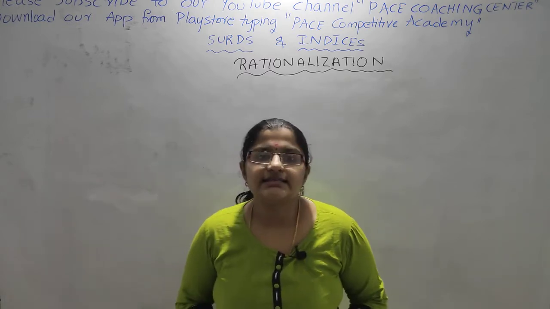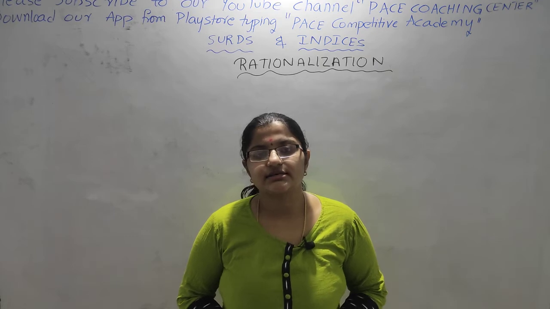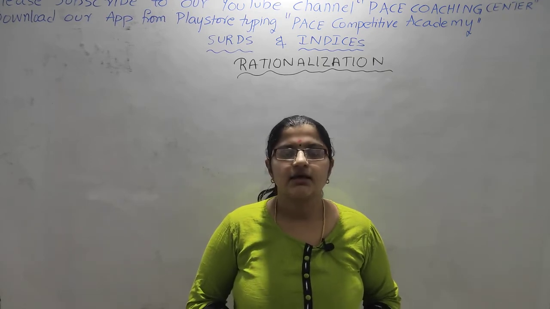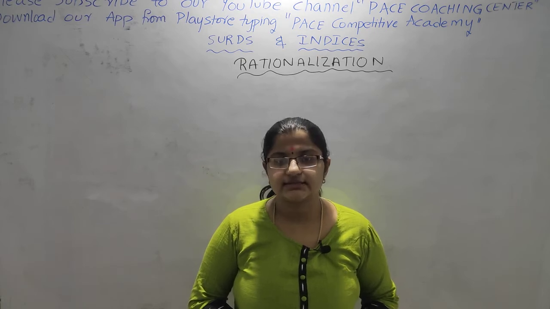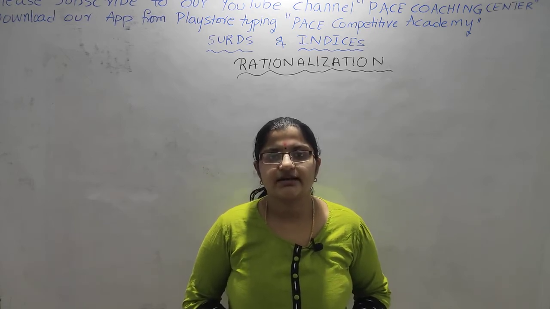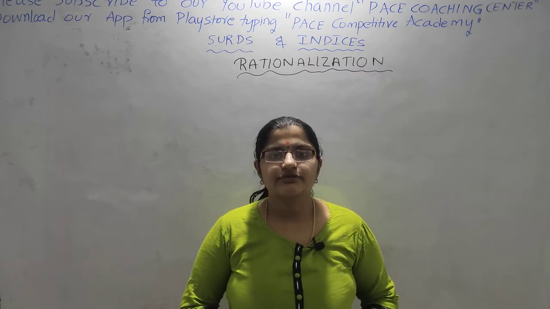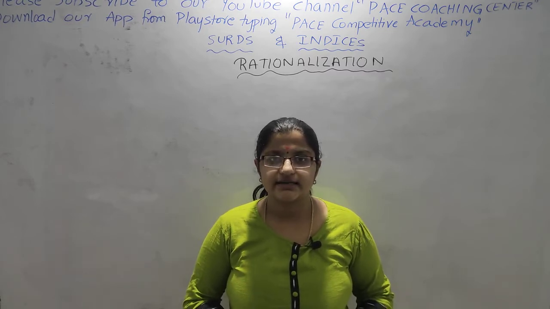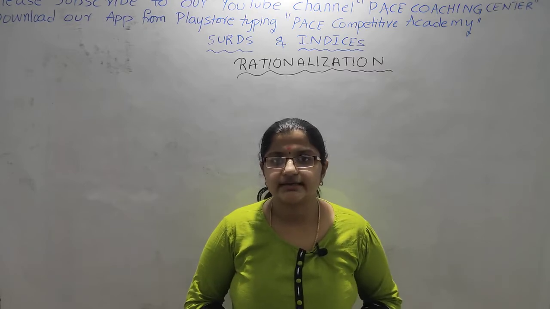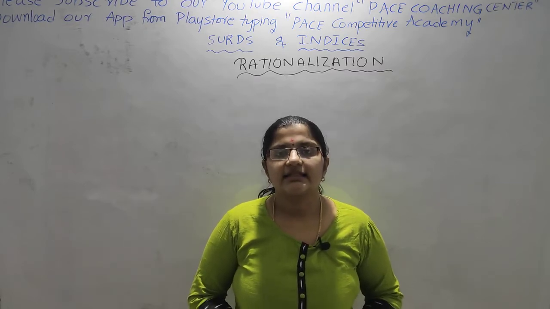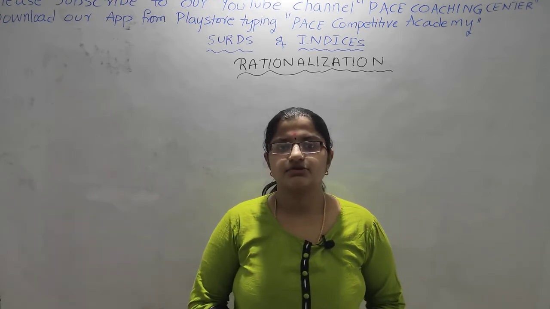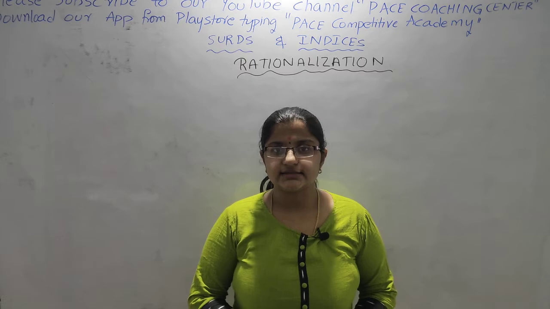So we have already seen two lectures on surds and indices, right? In the first lecture we have seen the basics of surds and indices, that is what is a surd, the difference between surd and irrational number, and also we have seen the laws of surds and indices, which are used throughout the journey of the surds and indices topic. In the second lecture, we have discussed a few basic problems on the laws of surds and indices.